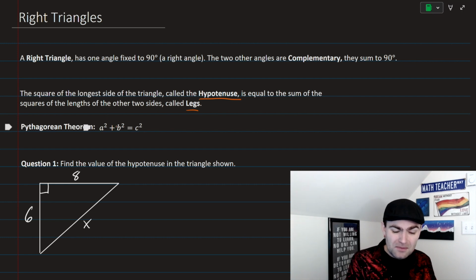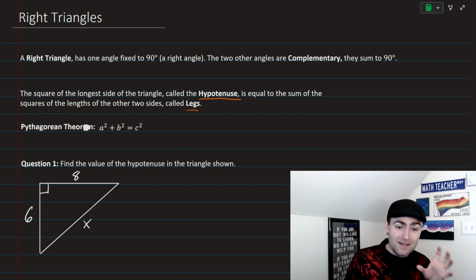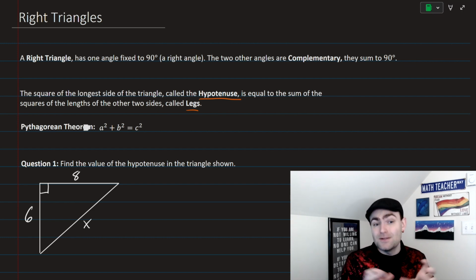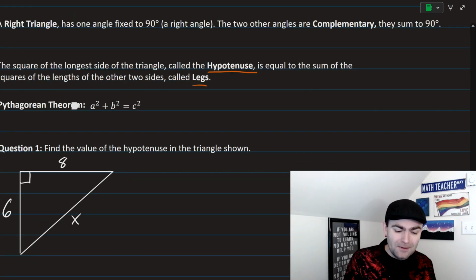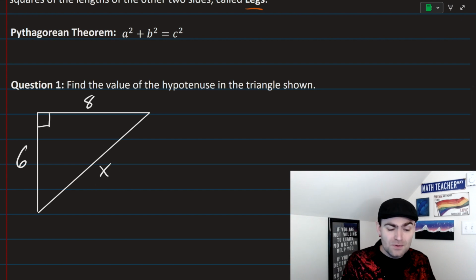We have a squared plus b squared equals c squared. So if we take the two small sides, a and b, square them and add them together, it's equal to the largest side, c squared. Let's try it out. So if we have two small sides of 8 and 6, what is the largest side of x, which is the hypotenuse?